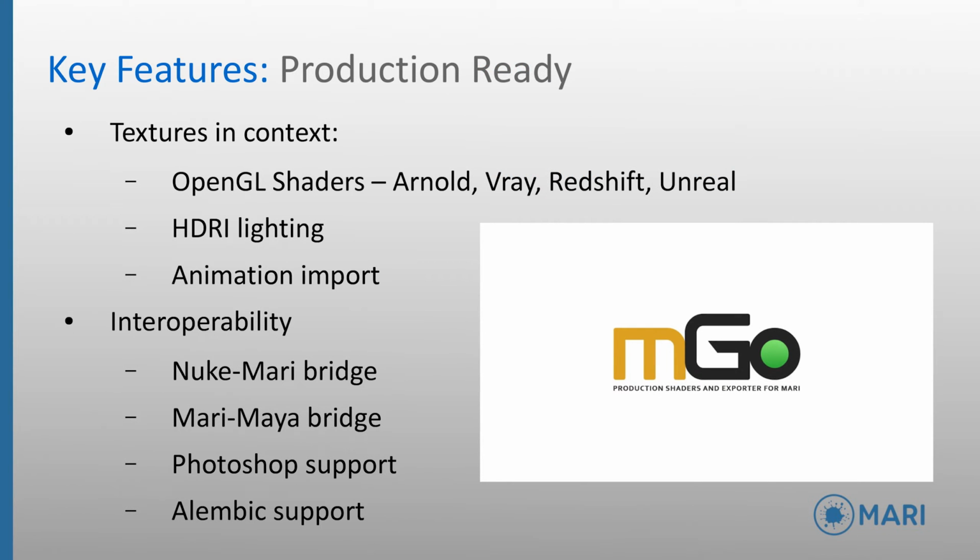Mari was built for production and as such has many production relevant features, such as the ability to preview your textures in context, with Mari 3's new OpenGL representations of specific rendering engine shaders, including Arnold, V-Ray, Redshift, and Unreal. HDRI lighting allows textures to be lit in the specific environment they will be rendered in, or easily swapped between multiple environments to check the look in different contexts.